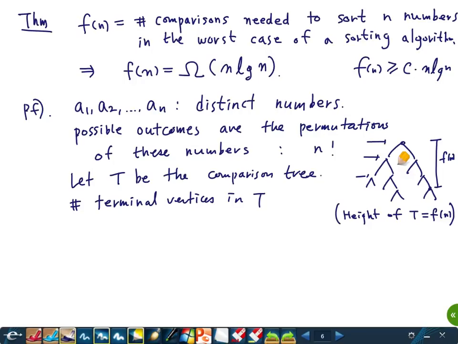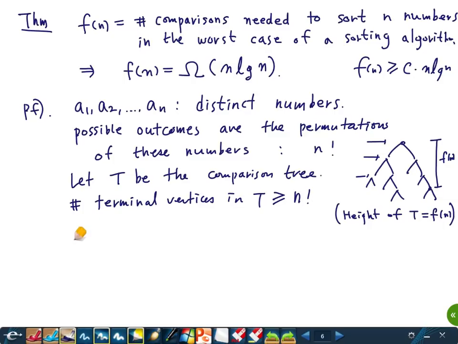So yeah, we know the number of terminal vertices must be greater than or equal to n factorial. Because this is a sorting algorithm, we should be able to get any possible output. That means it must be at least n factorial, because otherwise some permutation will be missing. That means you cannot sort that situation.